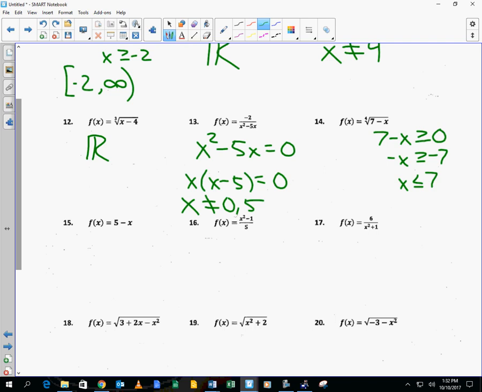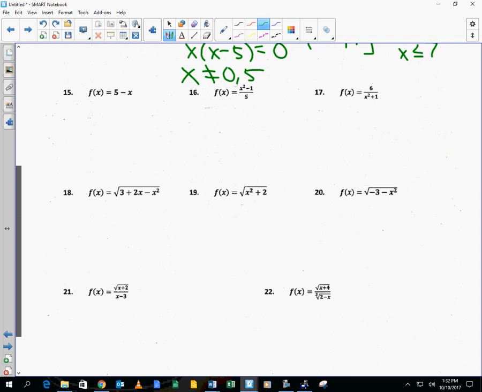What does that look like in interval notation? Yep, negative infinity to 7, bracket. I'll accept either or. 15.